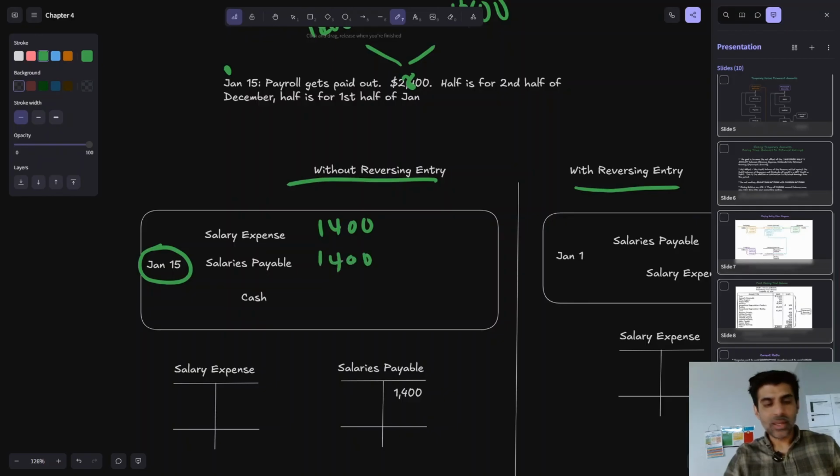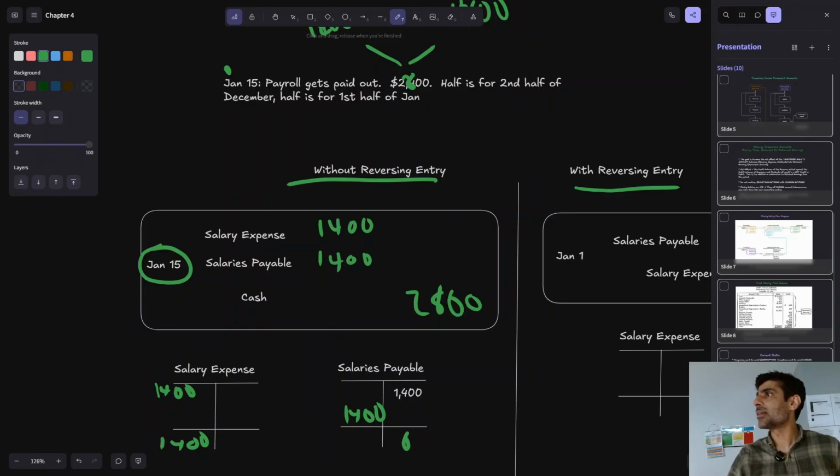Half of it will be for that payable to pay it off. And we're going to pay out the full 2,800. Agreed? Everyone good with that? Okay, so then we're going to correctly have 1,400 here. We're going to have 1,400 here. So this goes to 0. And we correctly have the expenses for this period.